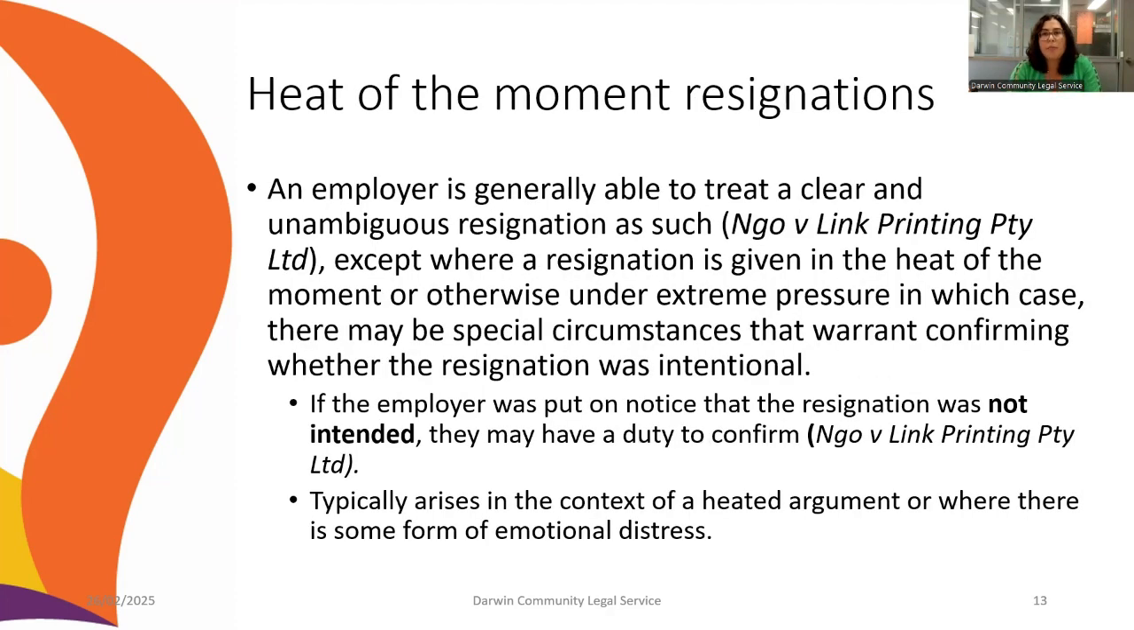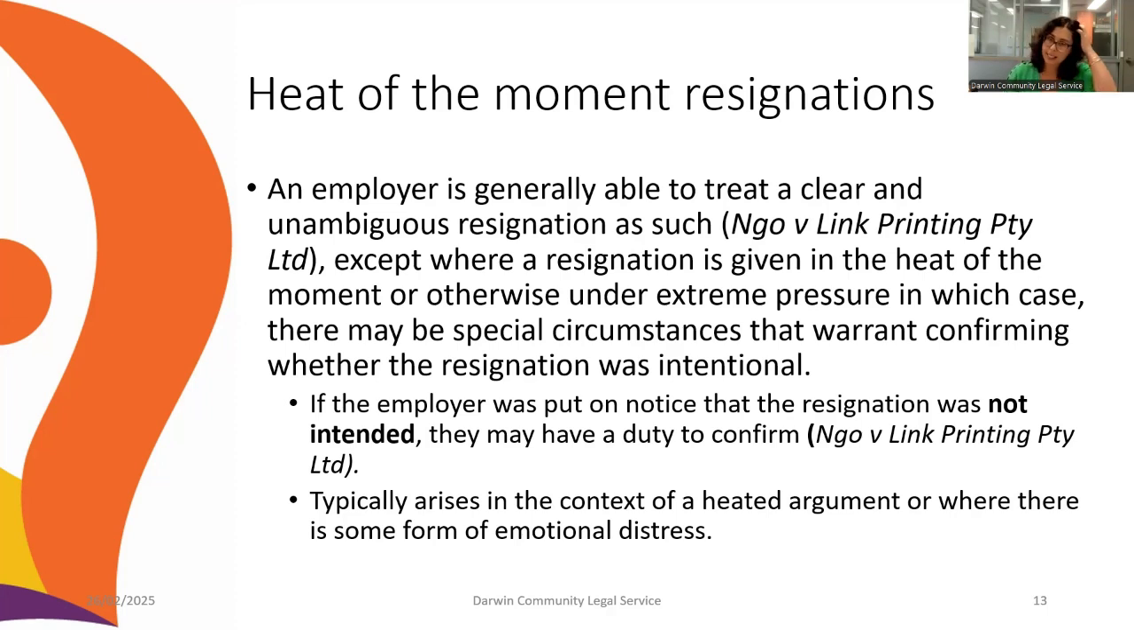The next one is heat of the moment resignations. These ones are really interesting. Typically, as an employer, you are entitled to treat a clear and unambiguous resignation as just that, unless the resignation is given in the heat of the moment or otherwise in circumstances of such extreme pressure that these special circumstances arise. That basically means you should probably confirm whether or not the resignation was intentional.